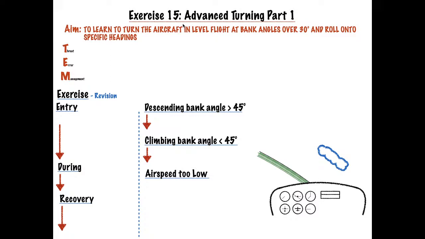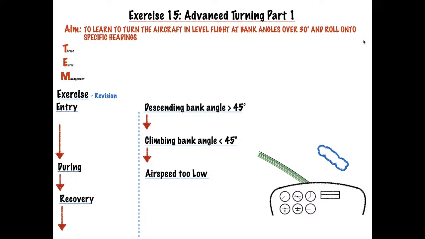But for the most part, for part one, we're just going to talk about actually performing a level steep turn. So part one is to turn the aircraft in level flight at bank angles over 30 degrees and roll onto specified headings. Now that second part, I'm not sure why we have to do that, but we do. It's part of the PPL theory and the PPL syllabus.